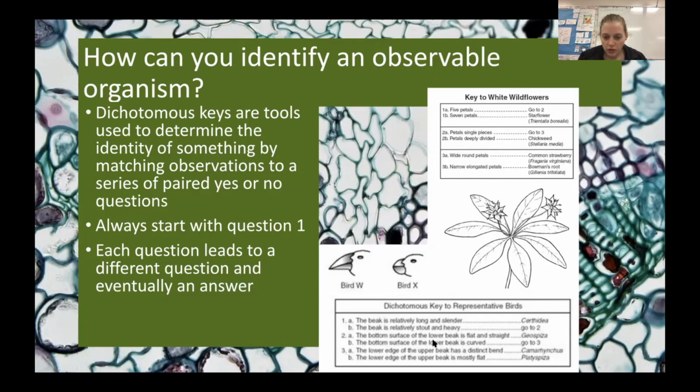The bottom surface of the lower beak is flat and straight, or the bottom surface of the lower beak is curved. So this is the bottom surface of the lower beak. We can see that it is curved. We follow that and go to question three. The lower edge of the upper beak has a distinct bend, or the lower edge of the upper beak is mostly flat. Well, if we look at the lower edge of the upper beak, it is flat, and that leads us to the Platyspitza, which is the genus of this bird. And we know it's the genus because it's capitalized.